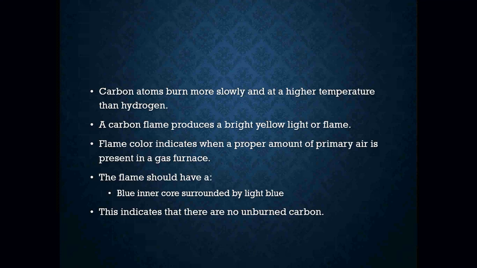Your flame color indicates when the proper amount of primary air is present in a gas furnace. When you are looking at a natural gas furnace, the flame should have a blue inner core surrounded by a light blue. This indicates that there is no unburned carbon. When you look at those furnaces, that's what you want to see when it lights off. It should be a nice blue color.